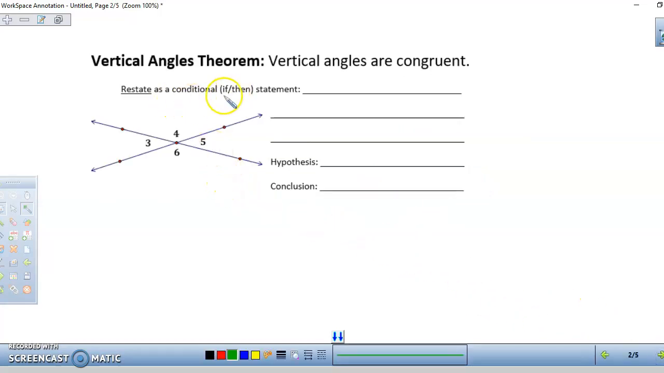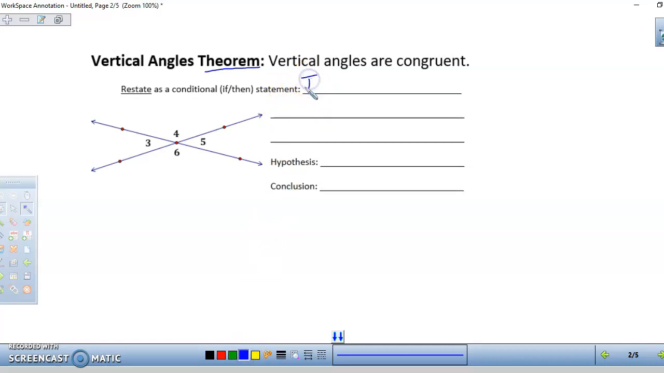Next is the vertical angles theorem. So again, a theorem is something that you actually need to prove using postulates or properties or any previously proven theorems. So in this case, vertical angles theorem states the vertical angles are congruent. Now, in order to figure out your hypothesis and conclusion, we do need to restate that as a conditional or if-then statement. So pause and take a minute to try and restate this as an if-then statement.